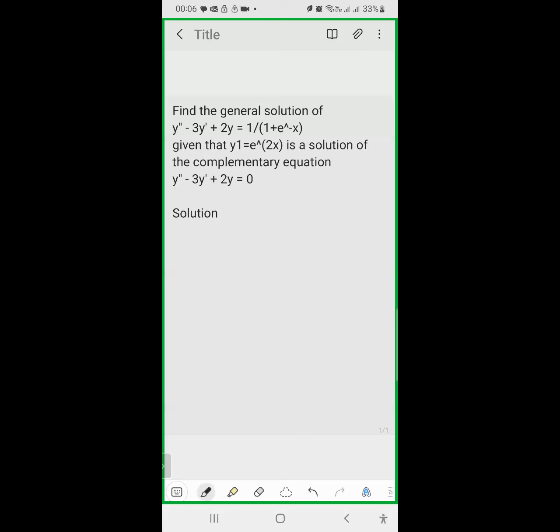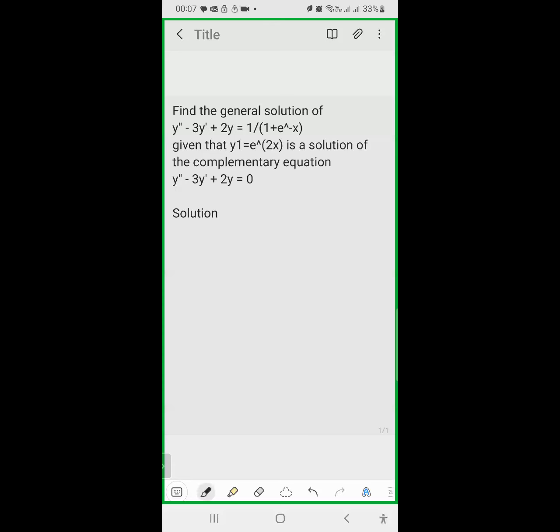In this tutorial lesson, we're going to find a solution to a non-homogeneous linear second order differential equation. The question is given as follows. Find the general solution of y second derivative minus 3y first derivative plus 2y is equal to 1 over 1 plus e to the power minus x.